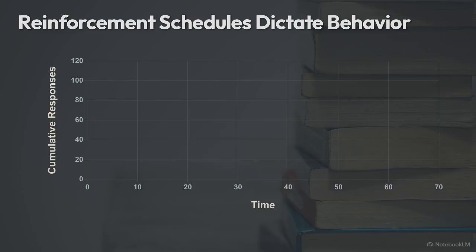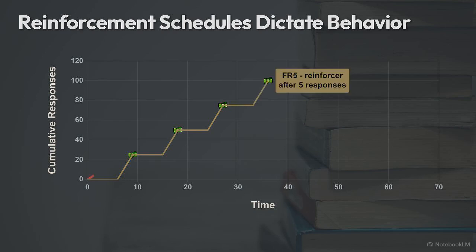This quadrant system maps the four basic schedules of reinforcement. In the first quadrant, a fixed ratio schedule provides reinforcement after a set number of occurrences. This FR5 graph shows a reward delivered after exactly 5 responses. This predictability produces a high response rate followed by a post-reinforcement pause, as the organism knows the exact effort required.